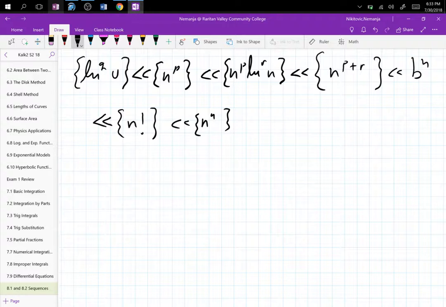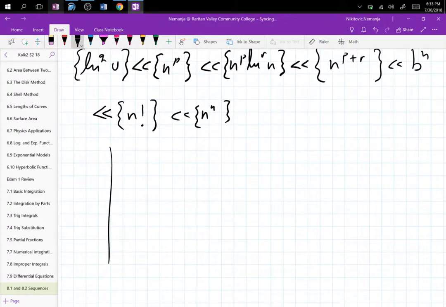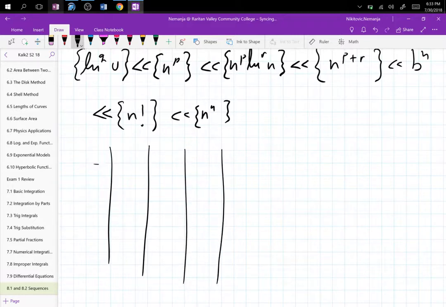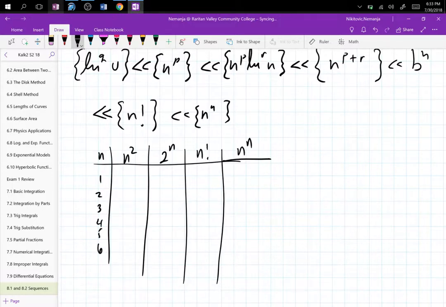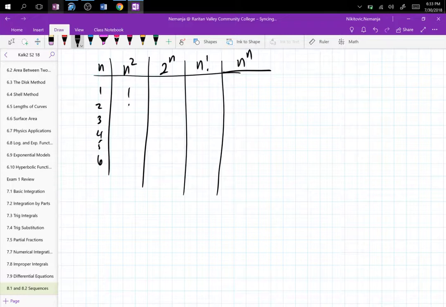Well, all you need to do is compute a chart of values. And as soon as you compute a chart of values, it will all make sense. So let's say this is n squared, 2 to the n, n factorial, and the last one over here to be n to the n, which is the boss. Now pick 1, 2, 3, 4, 5, and 6, and then populate the entire chart using these values. Who picked these numbers?